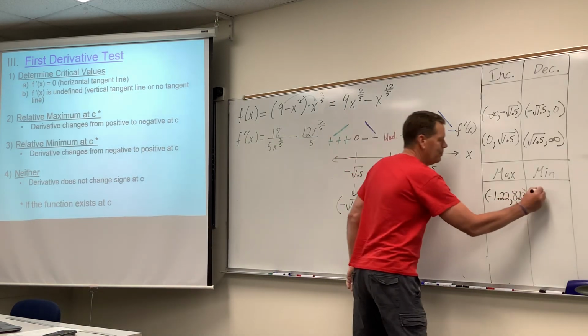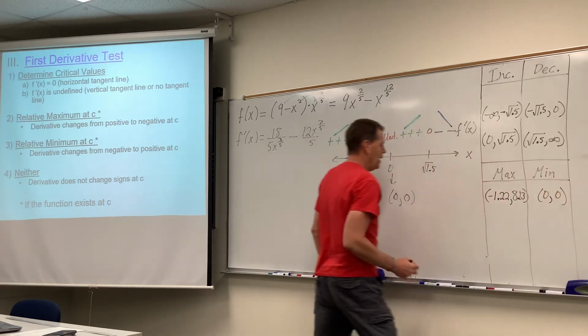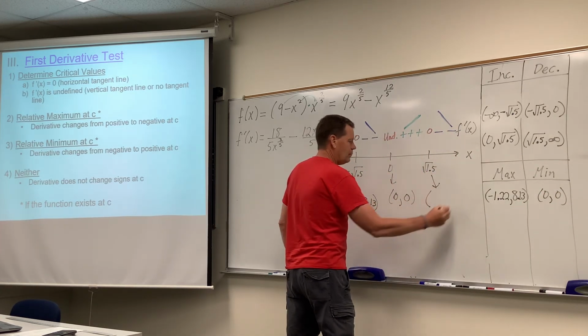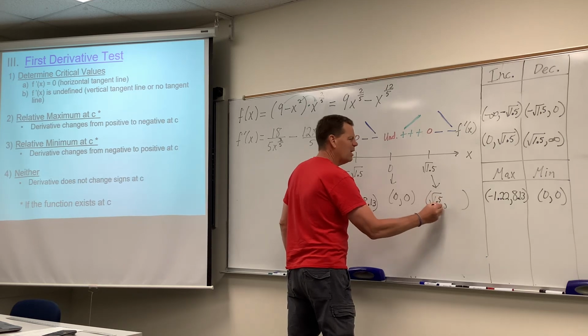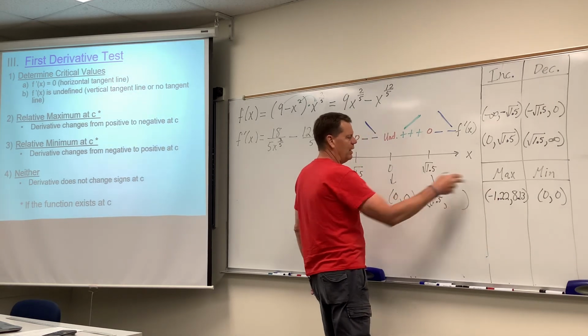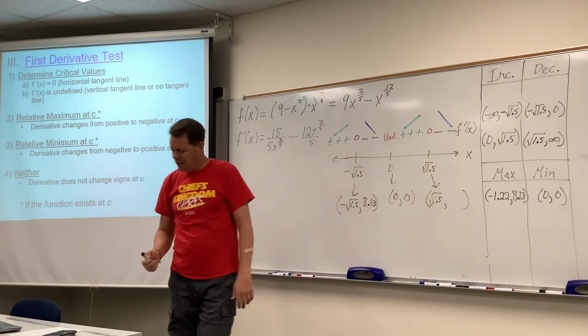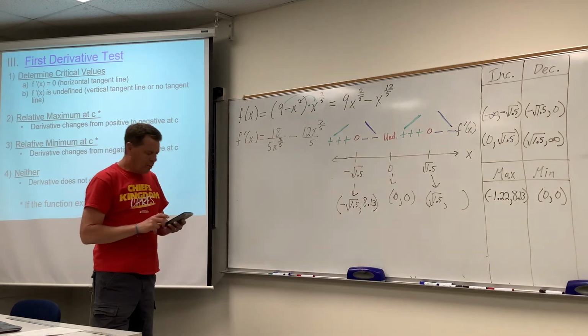Wouldn't that be a minimum? So let's put that there. And then positive the square root of 1.5, which I'm going to put as a decimal when I list it as a point. I'll lose a little bit of accuracy, but that's life. I'm okay with that.